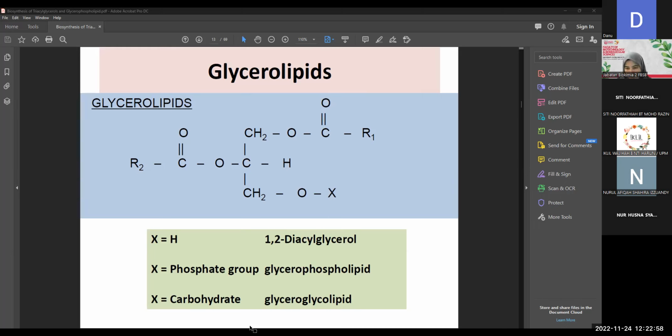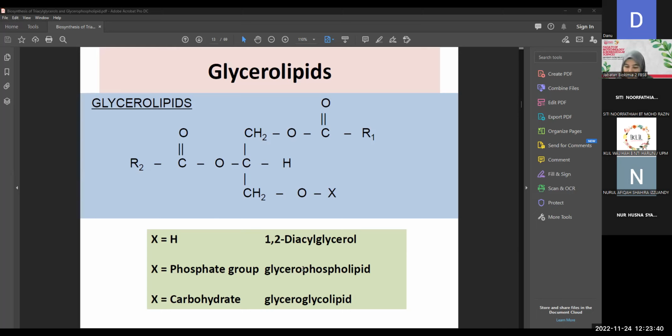Let's say this is the head group. There are other molecules that can attach to this head group. If hydrogen attaches and replaces this X, it will form 1,2-diacylglycerol.